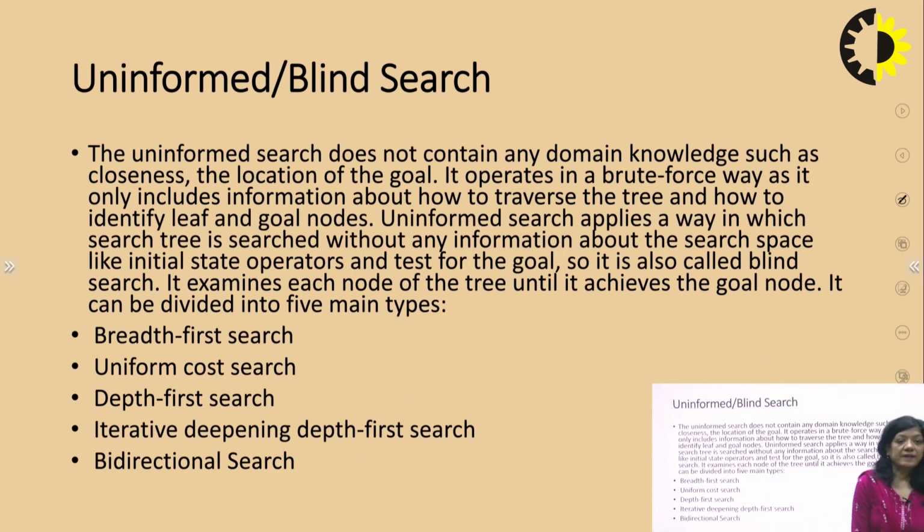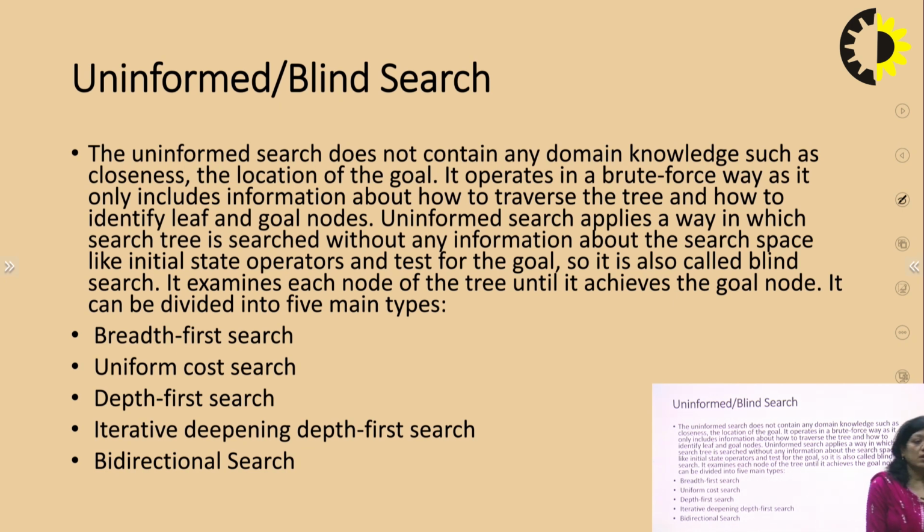So, what is uninformed, or we can say blind search? The uninformed search does not contain any domain knowledge such as closeness, the location of the goal. Basically, it operates in a brute force way, as it only includes information about how to traverse the tree and how to identify leaf and goal node. So, uninformed search applies a way in which the search tree is searched without any information about the search space, like initial state, operators and test for the goal. So, it is also called blind search.